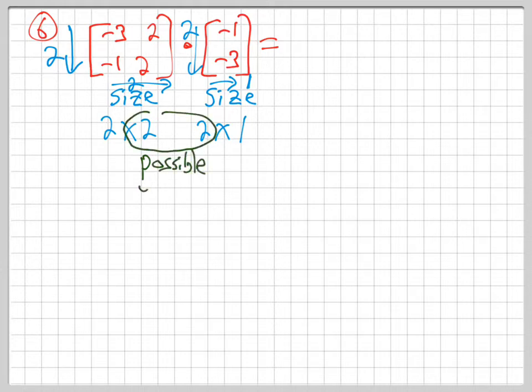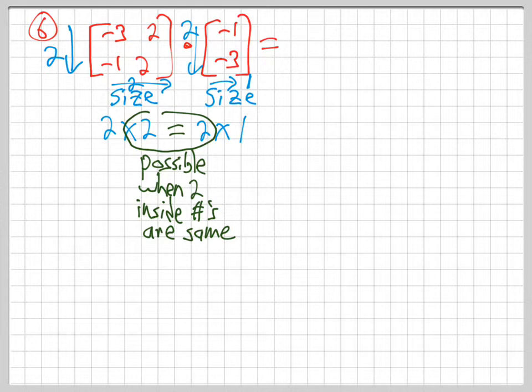It's possible when the two inside numbers are the same or equal. These two inside numbers have to be equal. You cannot multiply two matrices unless the two inside size numbers, the dimensions, are the same. So if they don't match, you can't do it.